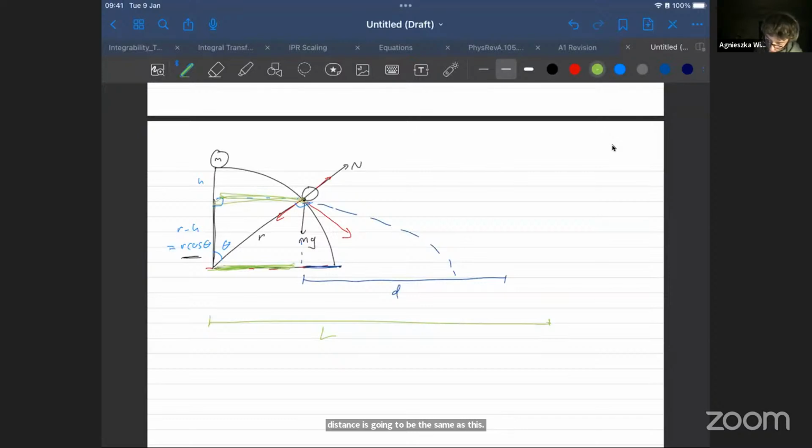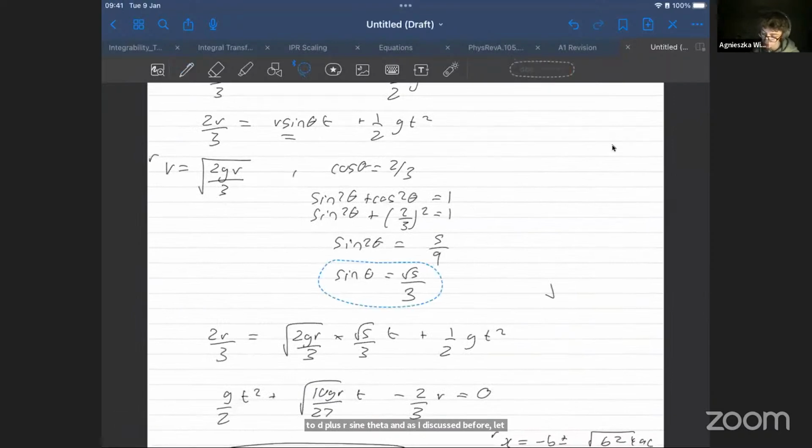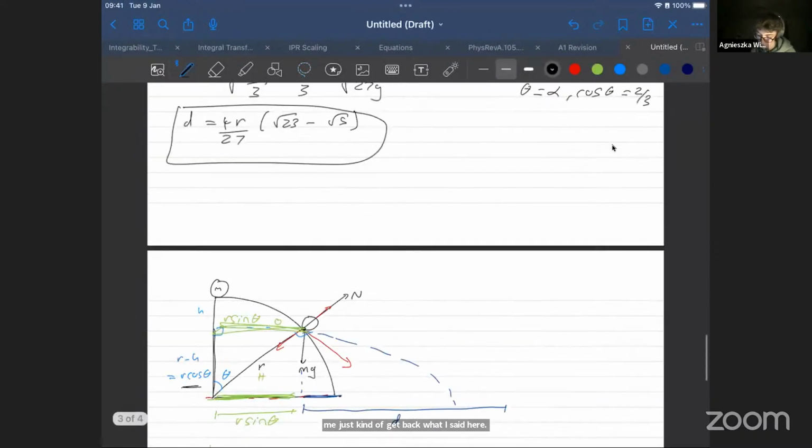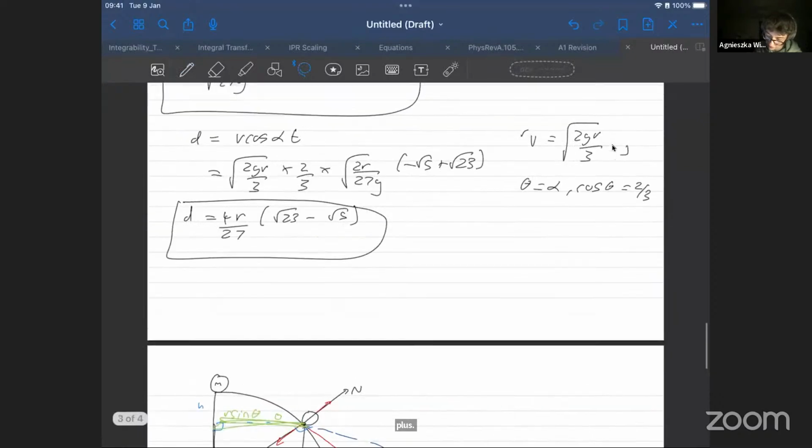And using trigonometry, this is the opposite side, and I have my hypotenuse here, so I get that this side is going to be equal to r sine theta, and by symmetry, this is also equal to r sine theta. So my total distance, which I'm going to call L, is equal to d plus r sine theta. And as I discussed before, sine theta is equal to root 5 over 3. So I get that my total distance traveled is d plus r root 5 over 3, and I put in my expression for d, which I have here.